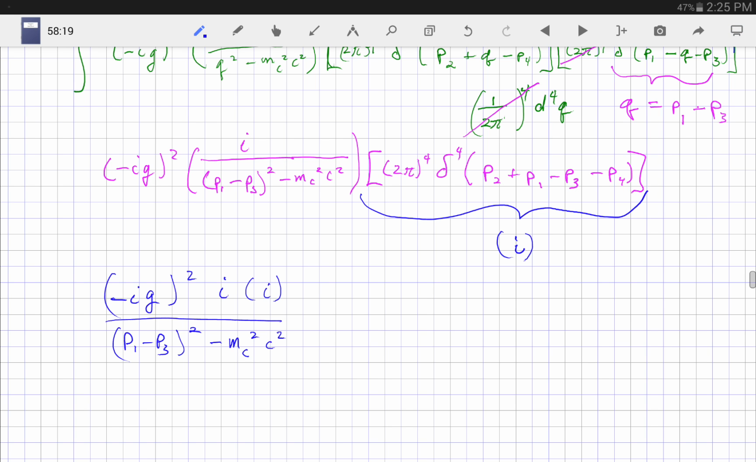So, the i's can go away. You have i to the fourth power. Yeah, i to the fourth power is 1. So yes, they can go away. And so this just becomes minus g squared over p1 minus p3.